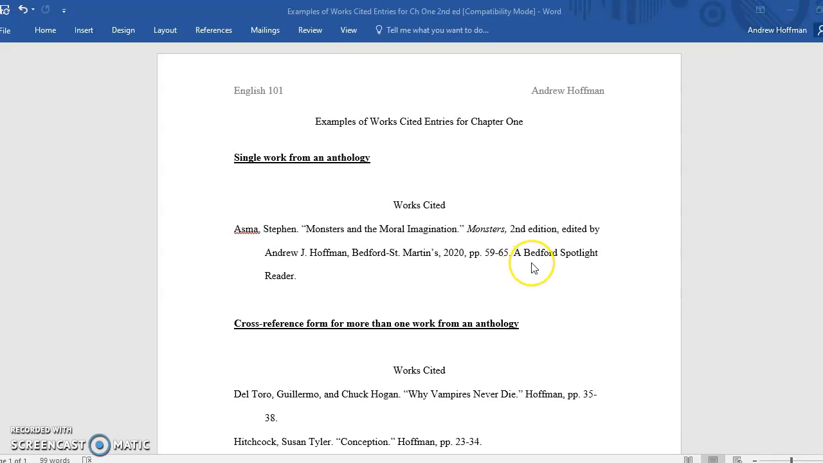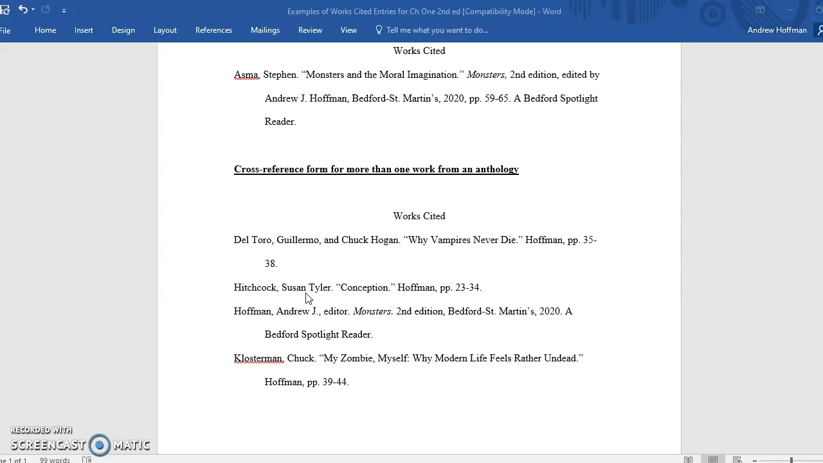This last item is a little unusual. The book Monsters is part of a series. When we have a book in a series, we can put the series name as the last thing in the entry, a Bedford Spotlight Reader. How do you know that? Well, if you look at the title page, that's what it says, period right there. So that's what you do if you're only using one work from the anthology.